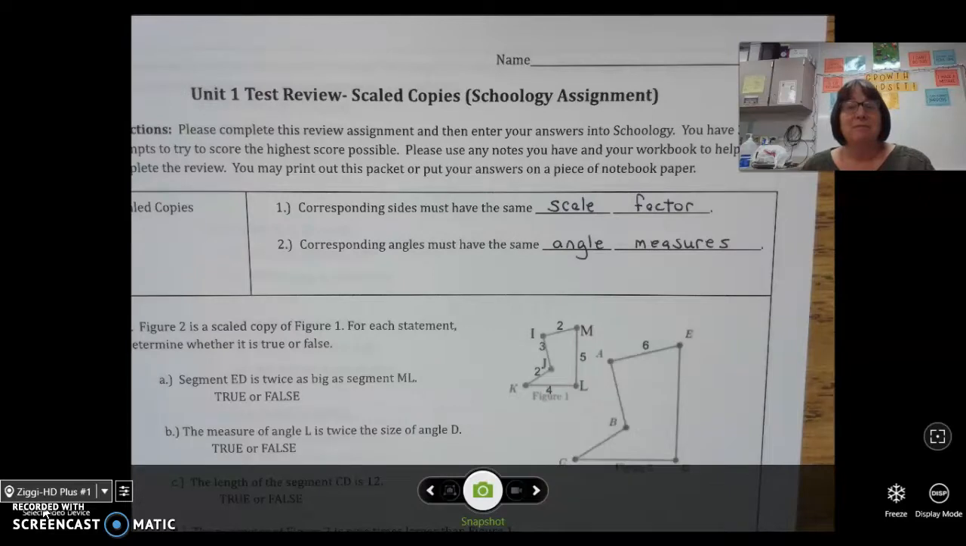Corresponding sides must have the same scale factor. So if you make a scaled copy, each side will increase or decrease by that same amount, which is called a scale factor. And corresponding angles in scaled copies have to have the same angle measures. These are two key facts that we learned in this unit. You must have the same angle measures, but the sides will increase or decrease by a scale factor.